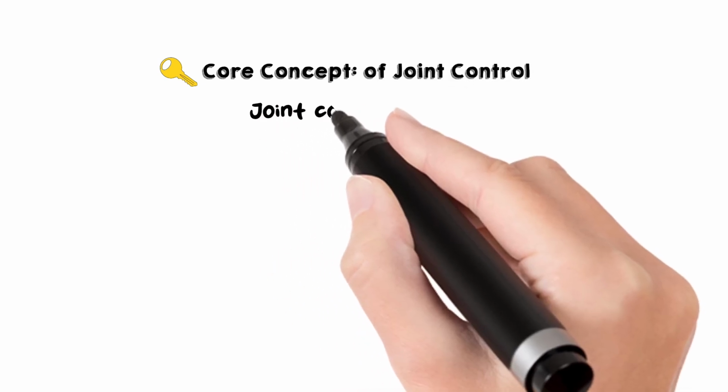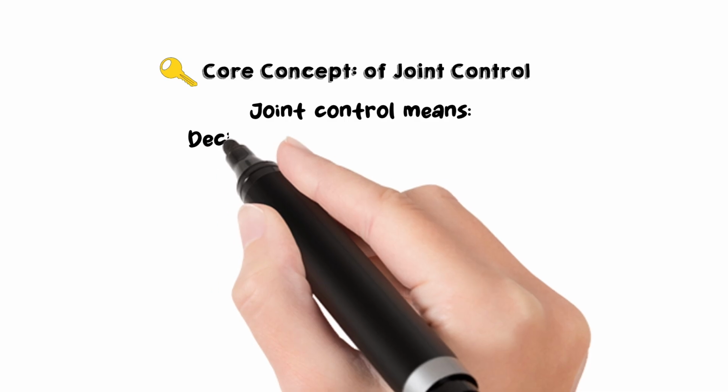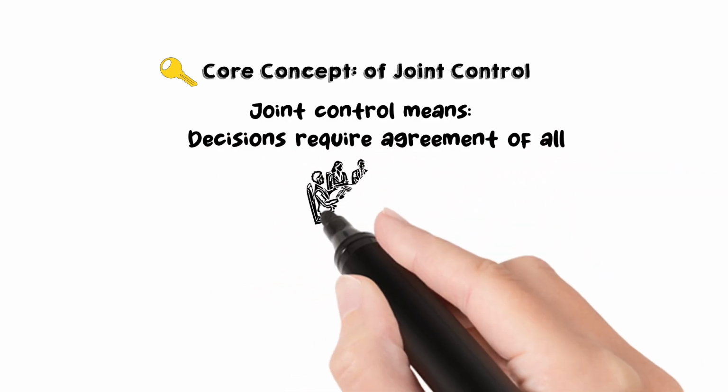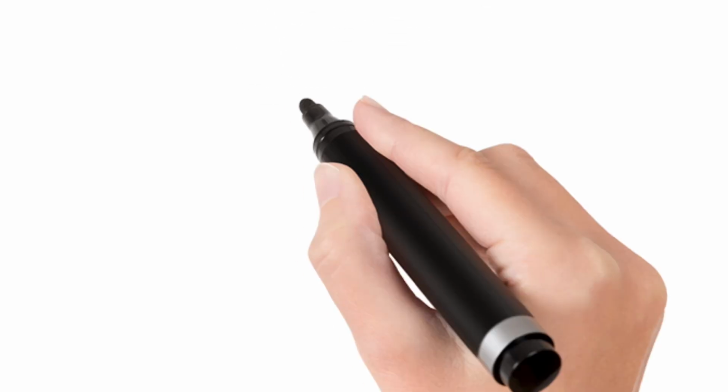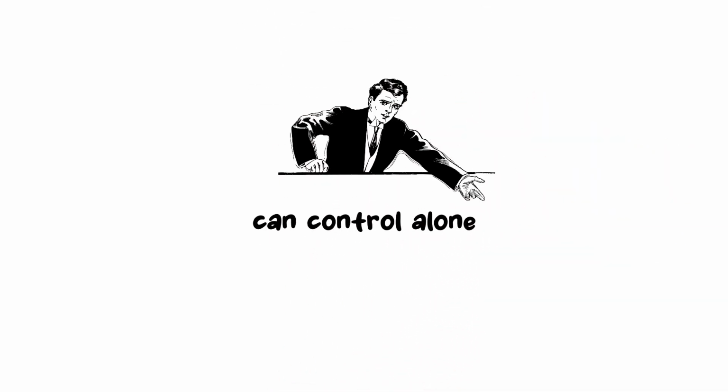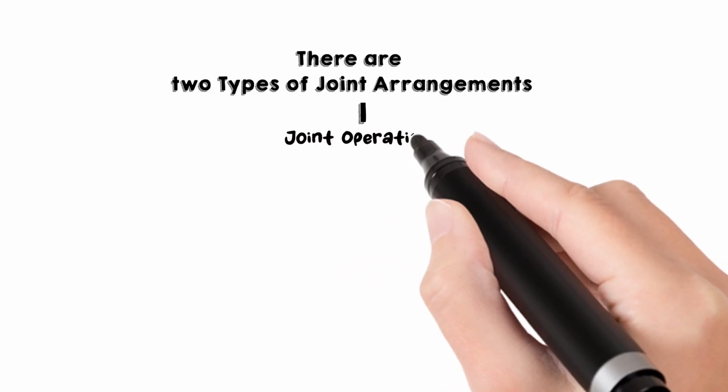Core concept of joint control. Joint control means decisions require agreement of all parties involved. No single entity can control alone. There are two types of joint arrangements. Number 1, joint operation.